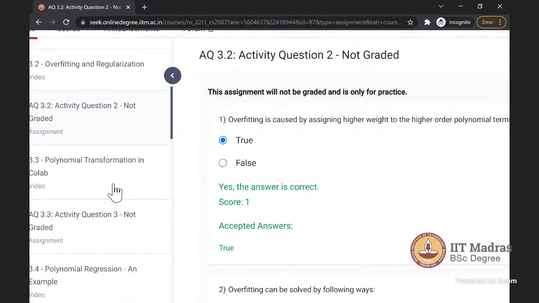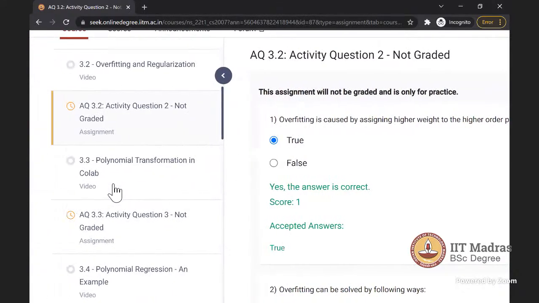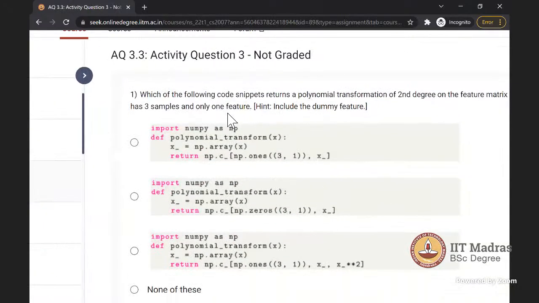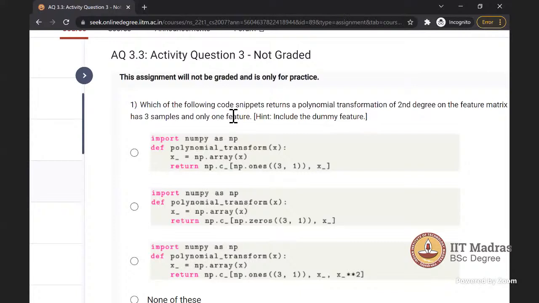Any questions so far? No, I think okay. Okay, let's go to the next set. Sir, I had a general question about this. Yes, please.